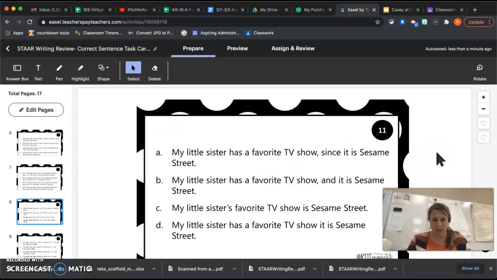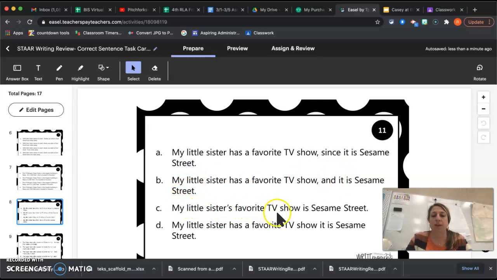All right, let's look at this one and then I'll let you do some practice on your own. It says, my little sister has a favorite TV show since it is Sesame Street. Common sense, that doesn't make sense. B, my little sister has a favorite TV show and it is Sesame Street. Okay, we wouldn't want to repeat it because we already know, well, they're telling me it and Sesame Street are the same thing. C, so the comma and would be wrong there.